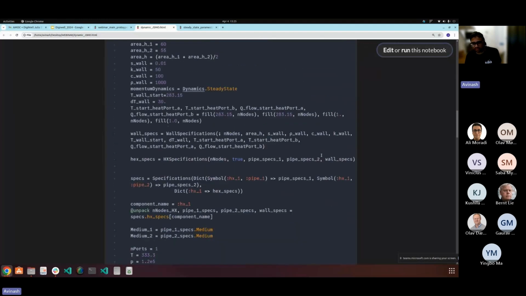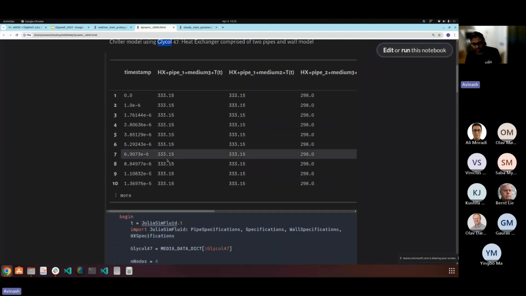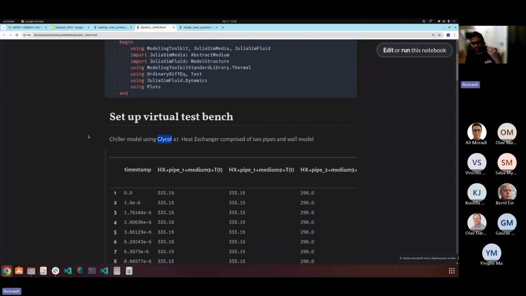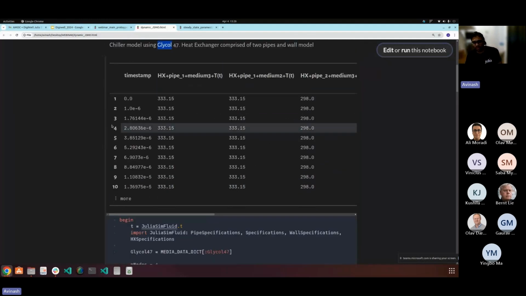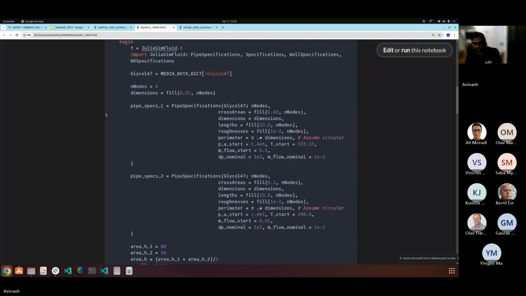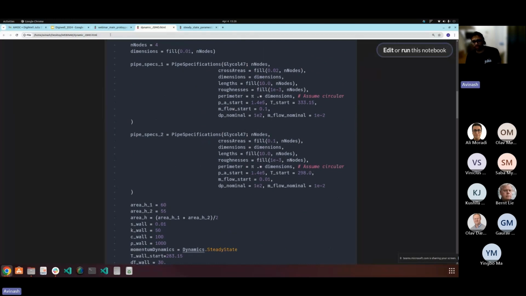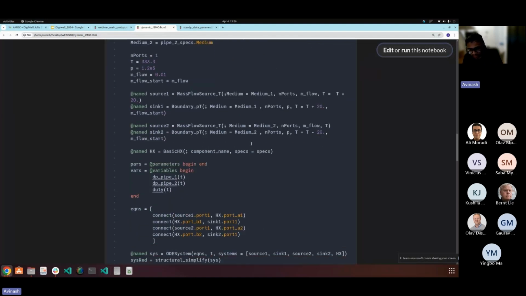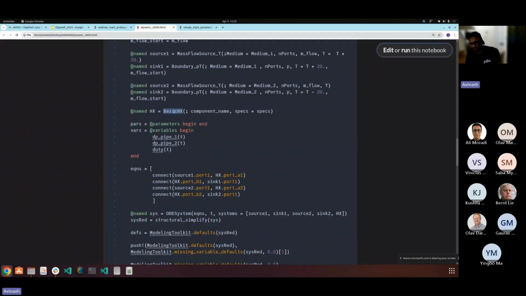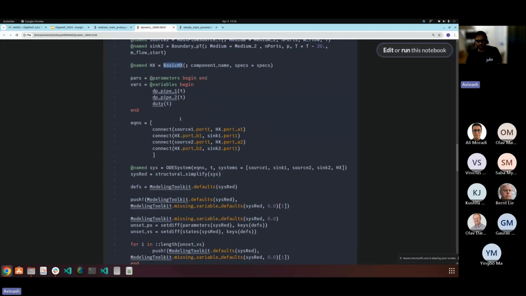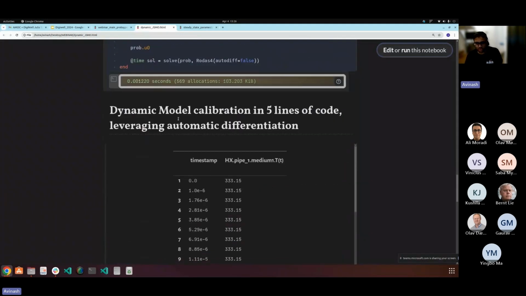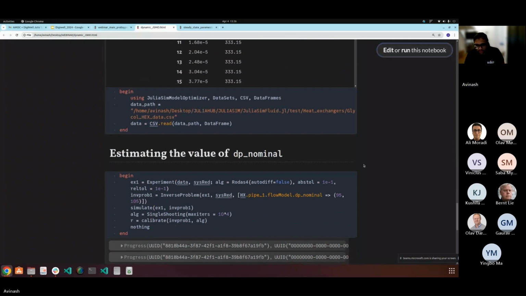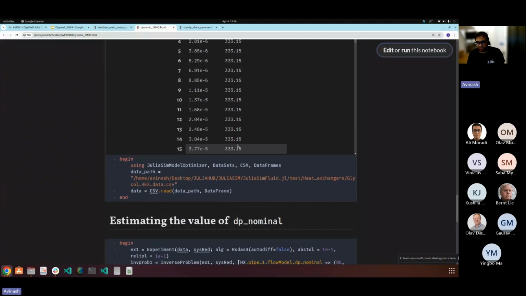In this case, as a simple example, the media library provides the properties of glycol, and I'm just putting together a heat exchanger model of just two glycol pipes with each other. I'll leave the details here in the documentation just to show that in terms of calibration, you can do model calibration to data.